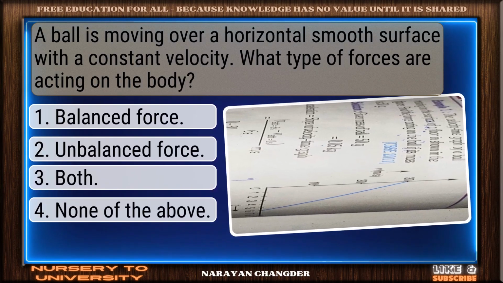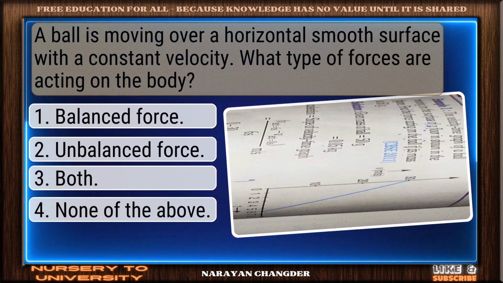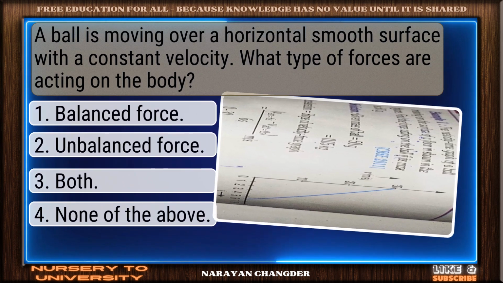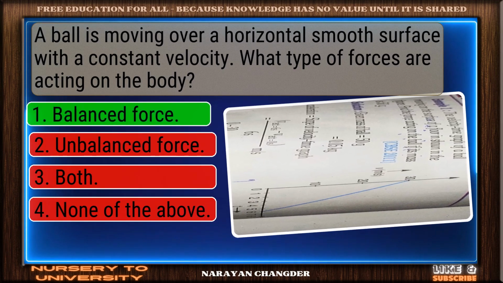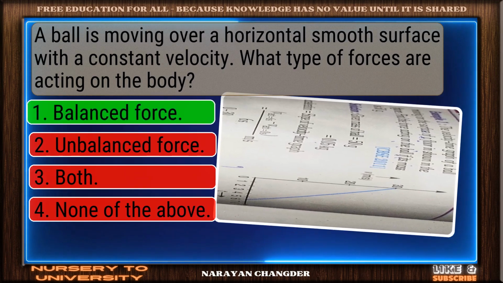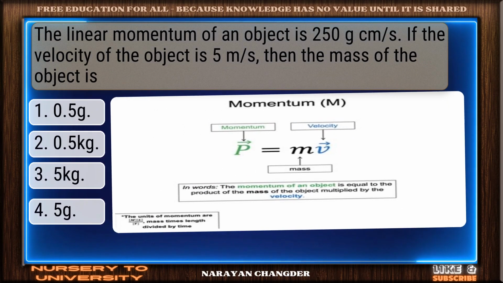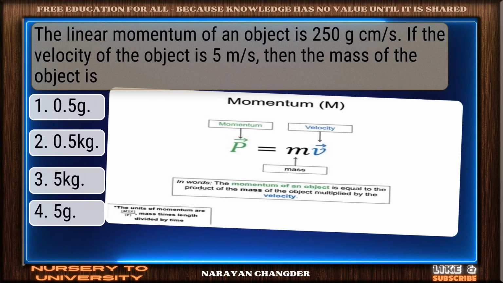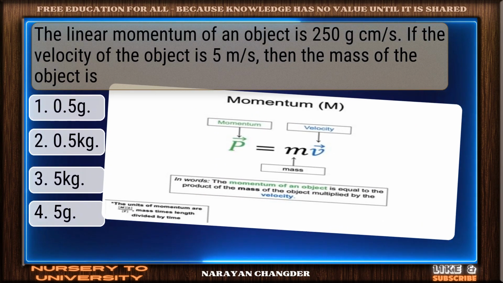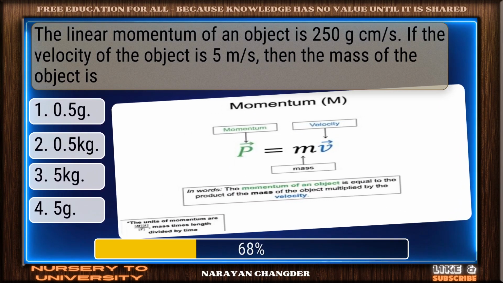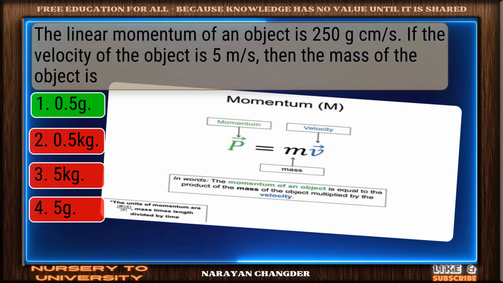Question number 78. A ball is moving over a horizontal smooth surface with a constant velocity. What type of forces are acting on the body? Well reasoned. Balanced force is the correct choice. Question number 79. The linear momentum of an object is 250 kg m/s. If the velocity of the object is 5 m/s, then the mass of the object is... Excellent. 0.5 is a brilliant choice.